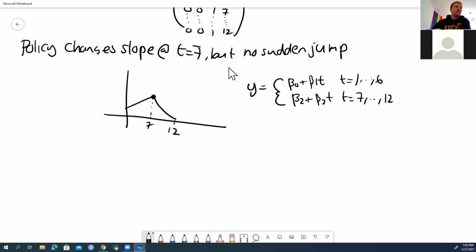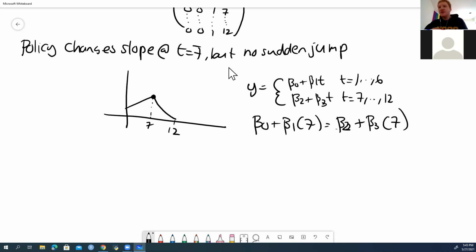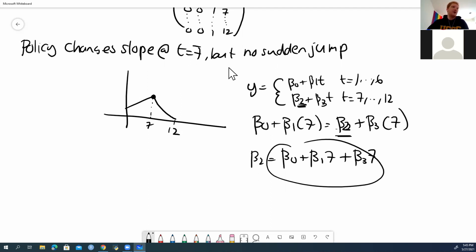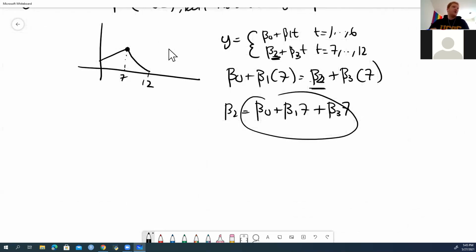So observe that we need them to intersect at 7, which means we need beta naught plus beta 1 times 7 to be equal to beta 2, sorry, this should be a 3, beta 2 plus beta 3 times 7. So we can specify any of these values and write them in terms of the other values. But I'm going to pick beta 2. So let's say that beta 2 is now equal to beta naught plus beta 1 times 7 minus beta 3 times 7.